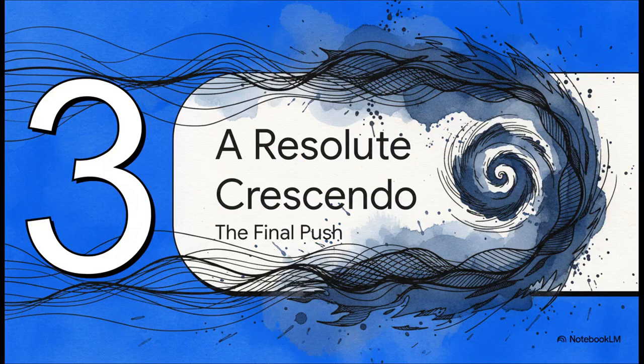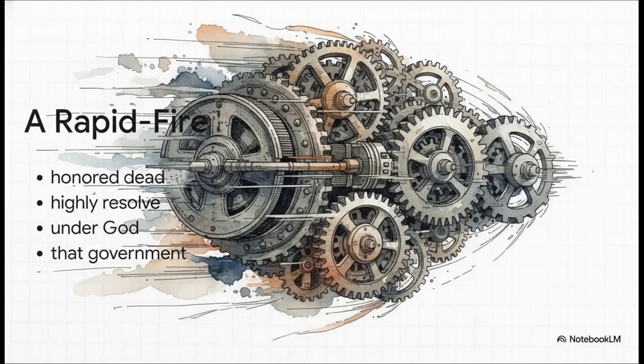Part 3. A resolute crescendo, the final push. With this pivot, the pace noticeably accelerates. Look at the structure of this massive final sentence. It's a rapid-fire repetition of that clauses. That from these honored dead, that we here highly resolve, that this nation under God, and that government.